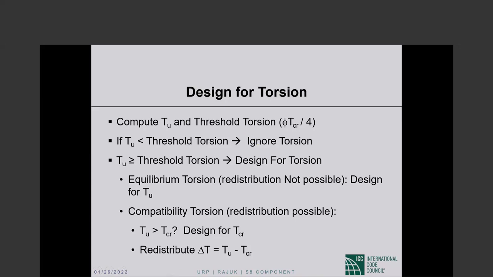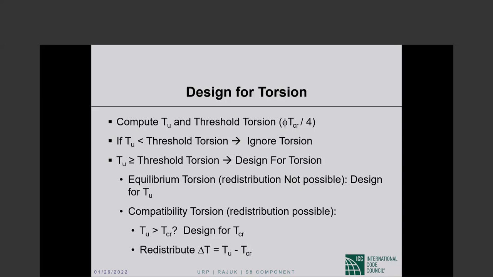There is no torsional design in that case. The torsion is too small to count. If, however, the required torsional strength is larger than or equal to the threshold, 1/4 of the cracking torque, now we will have to design for torsion. Now we will have to figure out if the torsion is equilibrium torsion or compatibility torsion. And we will define that later. I have a couple of pictures.